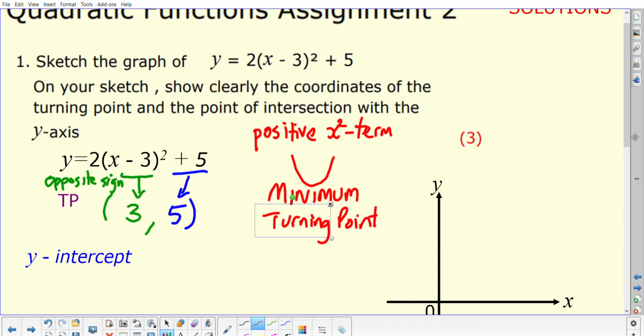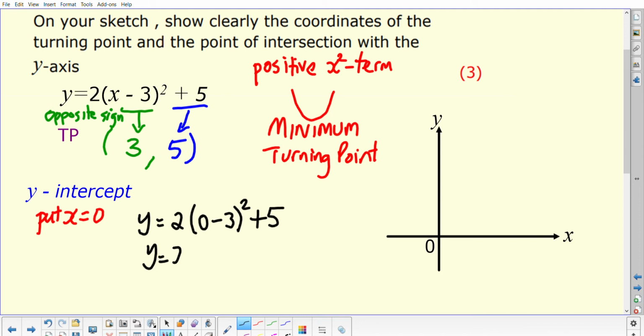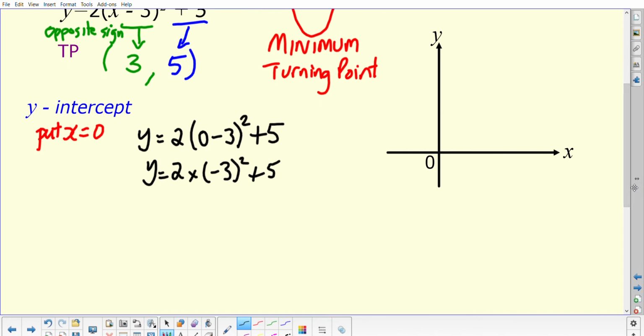Now the y-intercept, how do we get that? Well, points on the y-axis have got x equal to 0. So this is where you put x equals 0 in your equation and work out what the y value will be. So y will be equal to 2 times (0 - 3) squared plus 5. This means 2 times, and 0 minus 3 in that bracket is -3. That's getting squared, and then you are adding on 5. So we're going to have y equals 2 times (-3) squared plus 5. Any negative number being squared is +9.